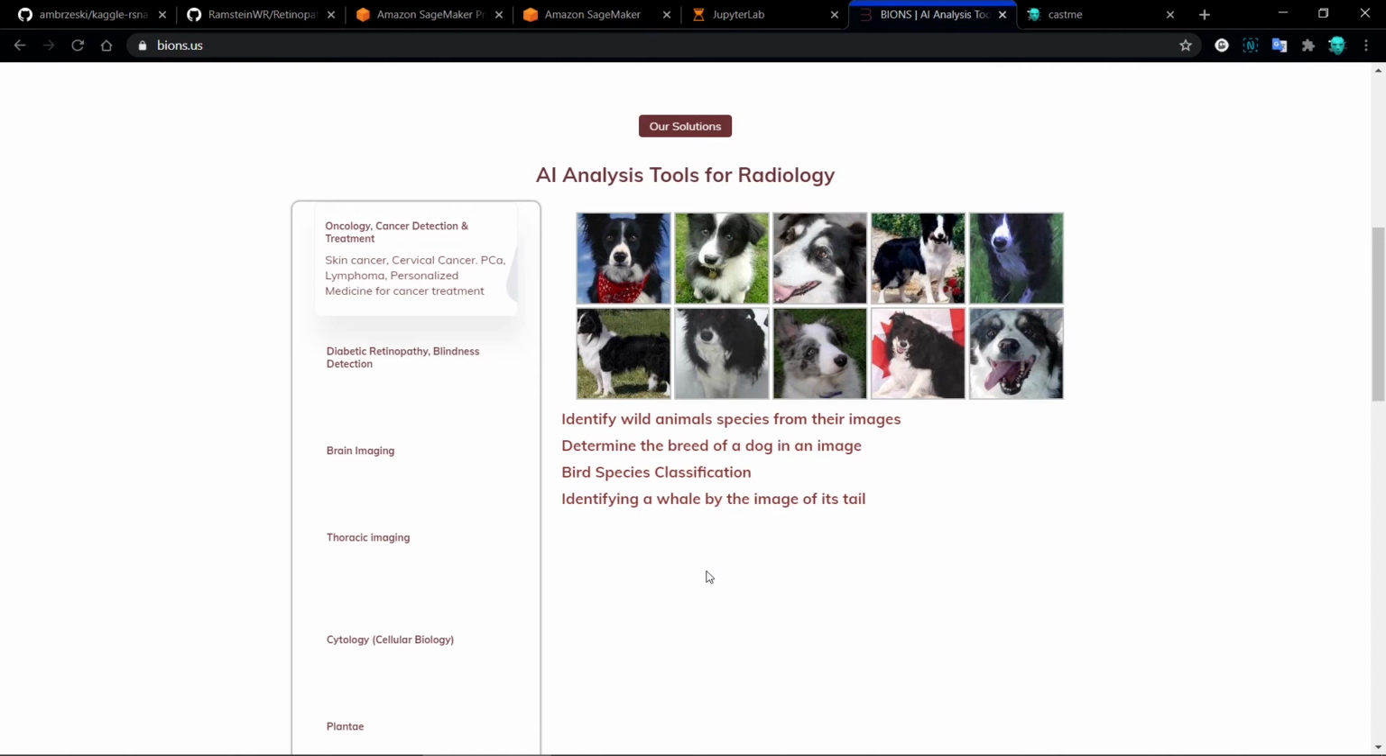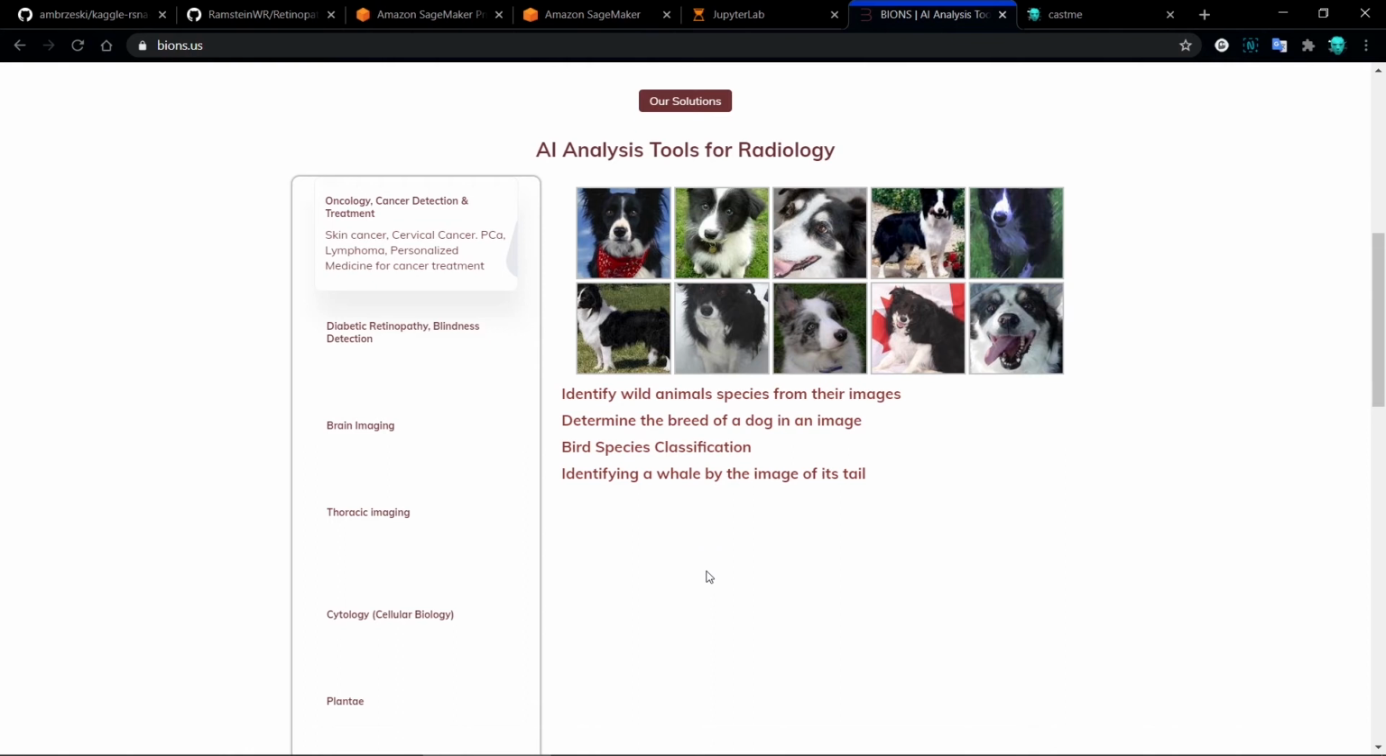So we have sounds, sound files, and something else. I think we have image files too. Identifying a whale by the image of its tail. I can give you some photos of it. A whale can be identified by its tail, and we are surely going to classify it. These are also image classification problems, the image of its tail.